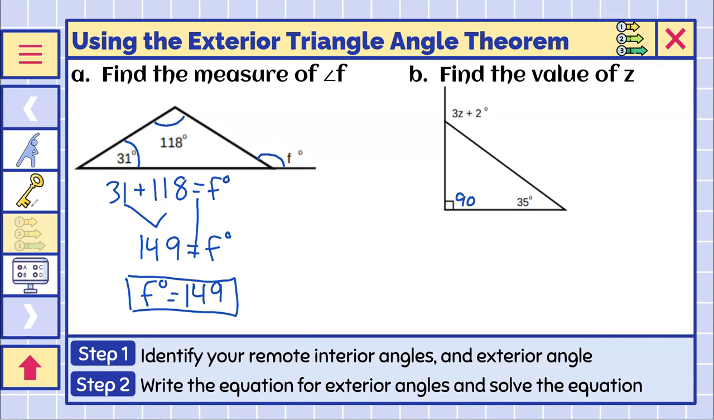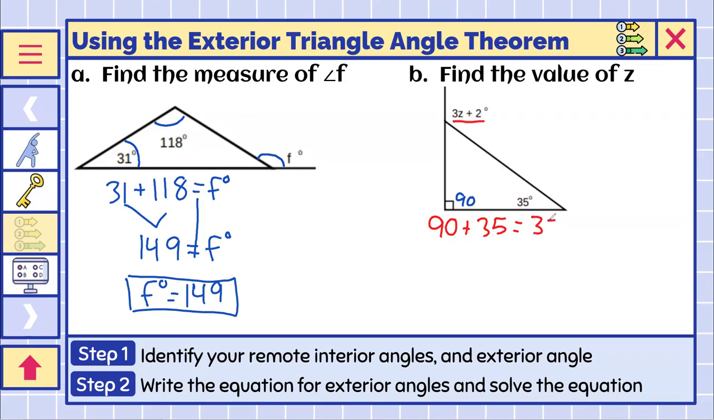Now let's do that with a more complex problem. Over here, we have 90 and 35 are interior. So 90 plus 35 should equal this whole thing here, which is 3z plus 2.